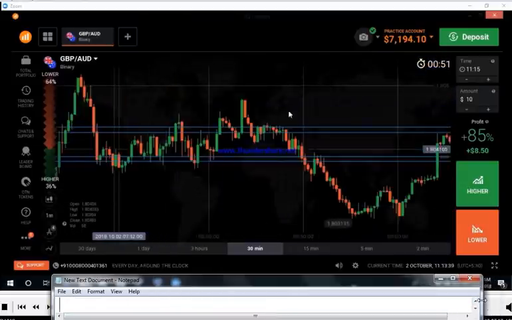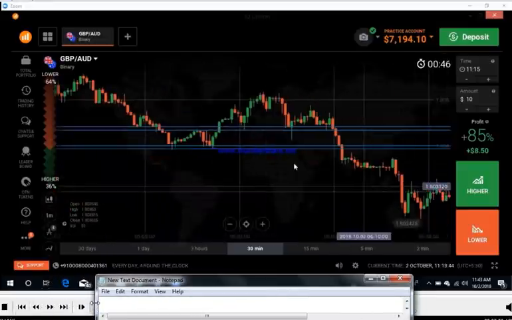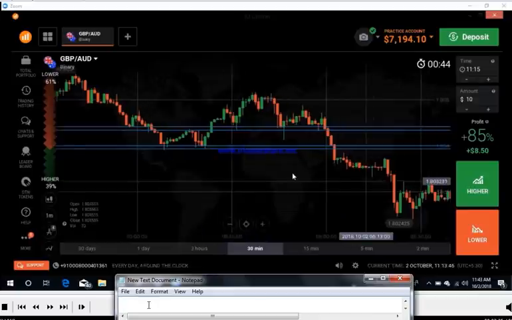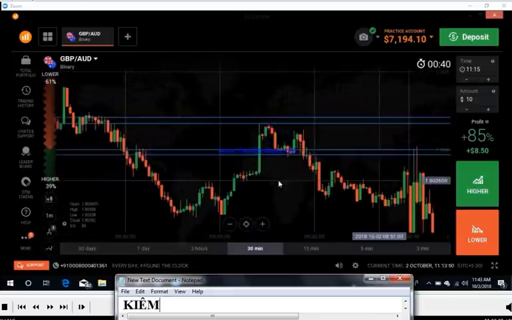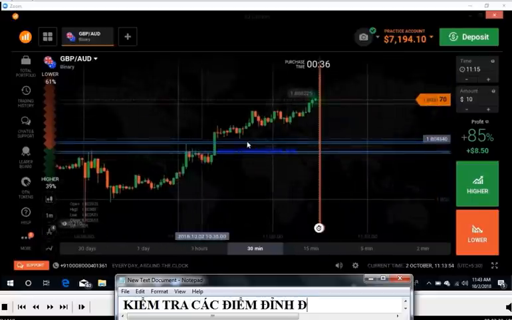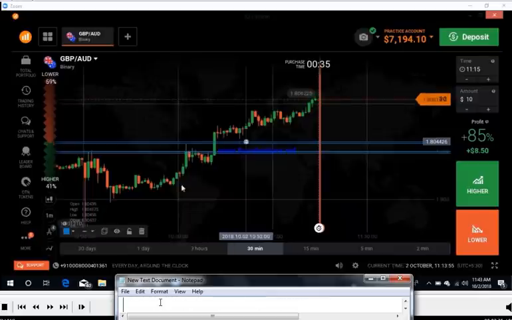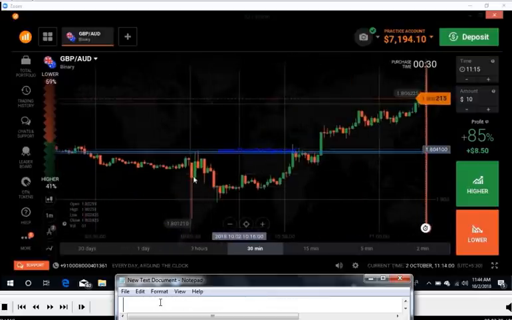Reverse, breakout. It is also working, but this level is working very good. It is working almost every time. You can trade on this level. I'm removing the other level. So you can consider this as a strong level.